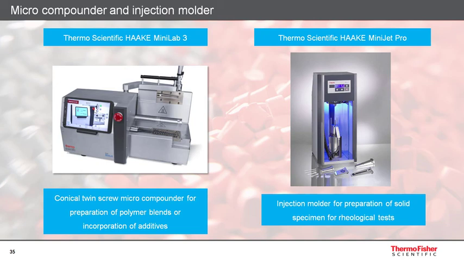The Thermo Scientific HAAKE MiniJet Pro is a piston injection molding system that can be used for the preparation of solid specimens for rheological tests. Test specimens can be produced from powders, pellets, or a direct melt transfer from the extruder die. Several mold designs are available, allowing for the preparation of many different types of sample specimens, including disc shapes for parallel plate geometries and rectangular bars for dynamic mechanical analysis with the solids clamping tool.